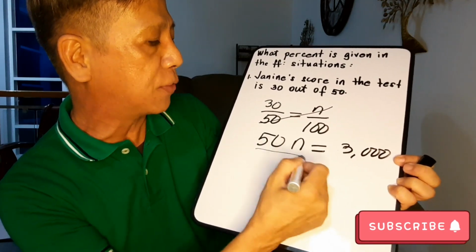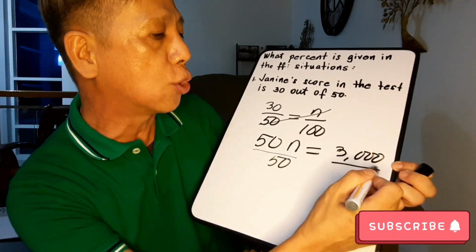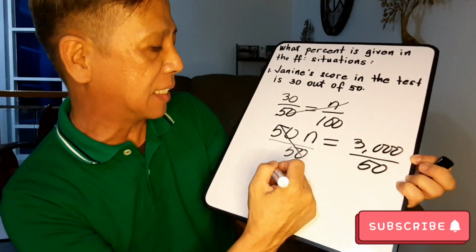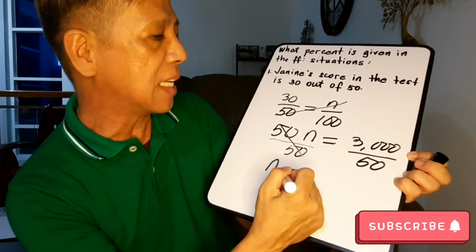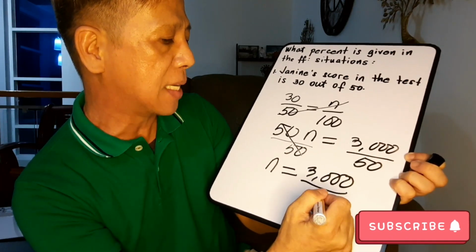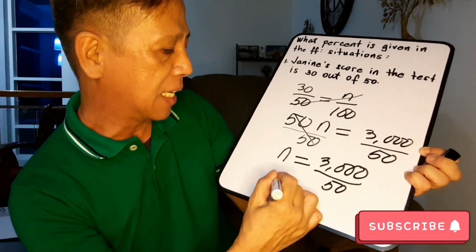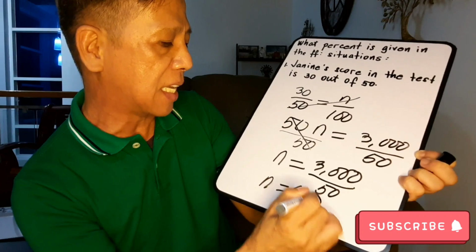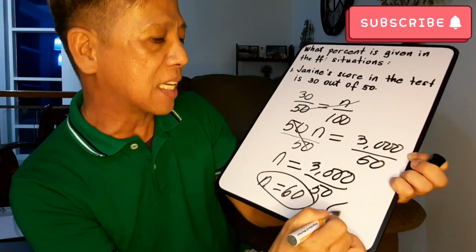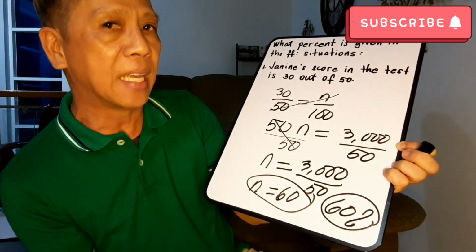Kaya para mawala yung 50 at matira yung n, divide natin siya ng 50. Ganun din yung 3,000, no? O cancel na ang 50. Ang natira dito ay n. n is equal to 3,000 divide by 50. When you divide 3,000 by 50, the answer is 60. Therefore, Janine's score in the test is 60% out of 50 items.